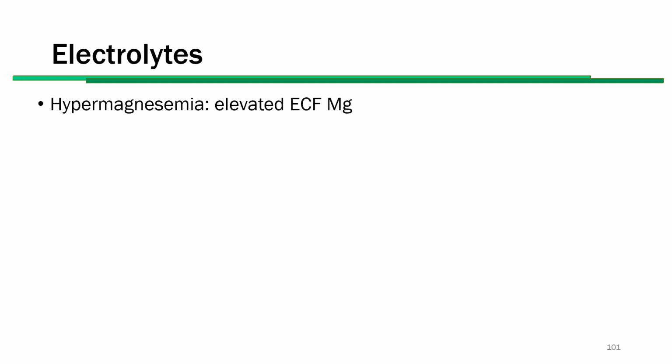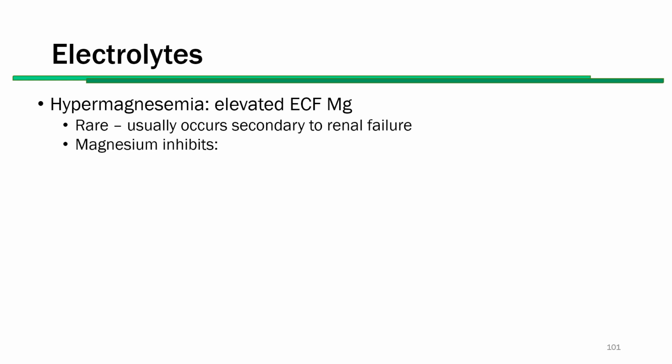Hypermagnesemia is elevated extracellular fluid magnesium. It's rare. It's usually secondary to renal failure. Magnesium inhibits the inward rectifier potassium channels. We talked a little bit about those.